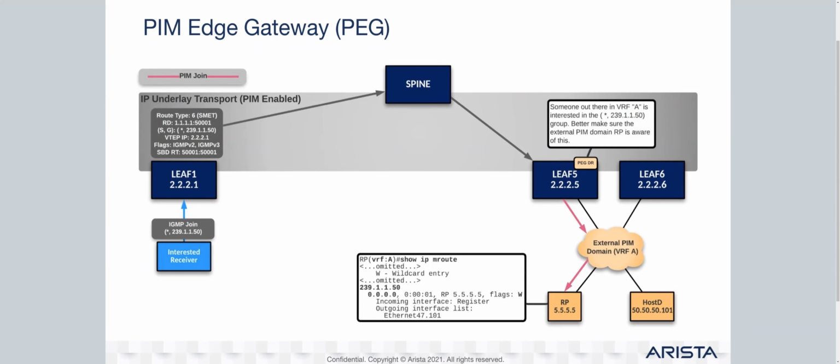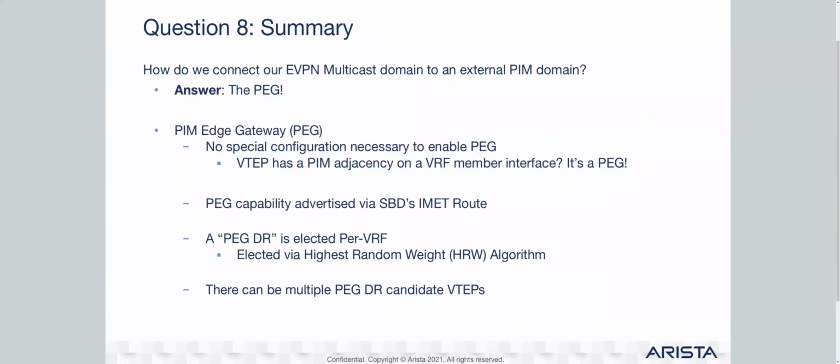So the rendezvous point becomes aware that someone out there is interested in receiving this feed. They don't care who's sending to it. So it's a wildcard, star comma 239.1.150. And those are really the two primary responsibilities of the PEG.